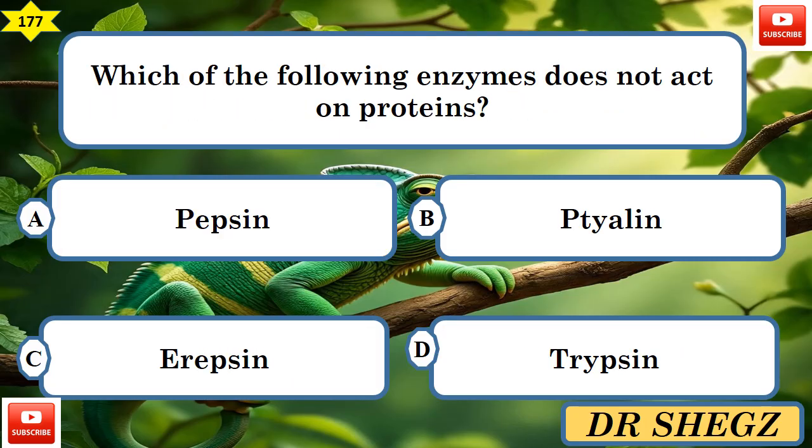Which of the following enzymes does not act on proteins? Ptyalin. Ptyalin acts on starch and converts it to maltose. But pepsin, erepsin, trypsin, they all act on protein and ensure that at the end of digestion it has been converted to amino acids. So the answer is ptyalin.